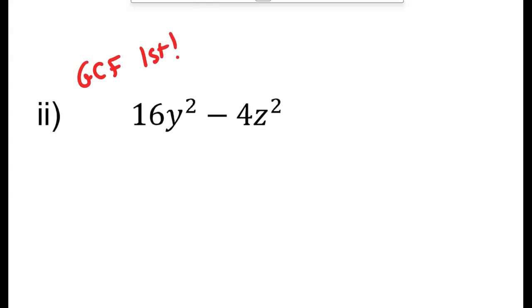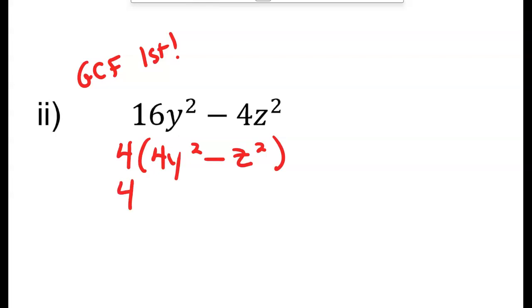Okay. So we take out what number? 4. So then I go 4y squared minus what? Z squared. Now, here's the question you ask. You're not done just because you did a GCF. Now you ask, looking inside the parentheses, can I factor more? And you're like, oh, there's 2 terms. I have to check. Those 2 terms, is that a difference of squares?